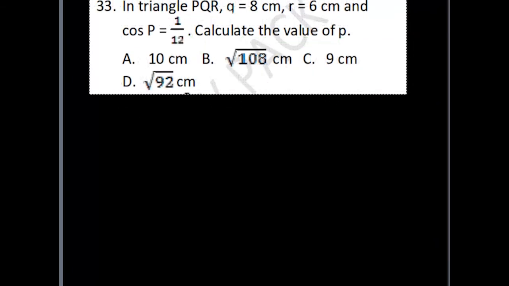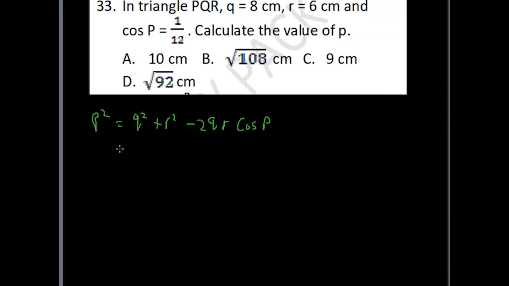So in a triangle PQR, Q is 8, R is 6, and cos P is 1 over 2. Find the value of P. So what they want us to do is to use the cosine rule for this expression. And what does it say? That P square equals Q square plus R square minus 2QR cos P.